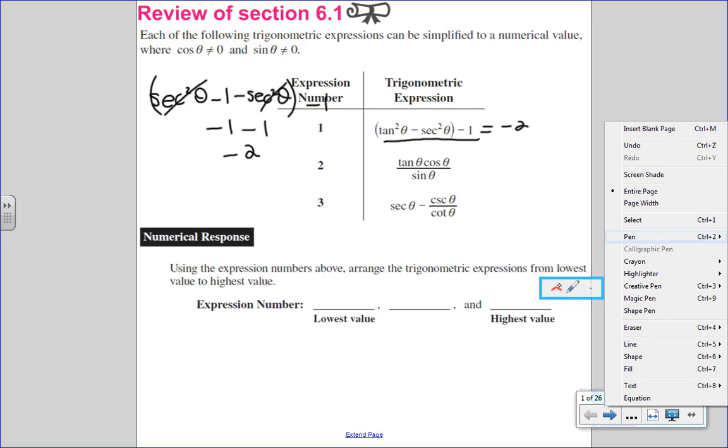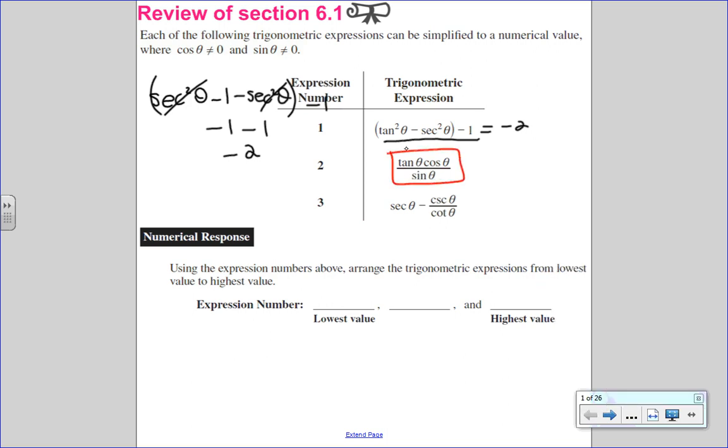Okay, let's try the next one. Let's look at this one here: tan theta cos theta over sine theta. Tan theta is the same as sine theta over cos theta, and that will be multiplied by cos theta. Let's put that over 1, all over sine theta. In the numerator, cos divided by cos is 1. So I'm left with sine theta over sine theta, and sine theta over sine theta is just 1.